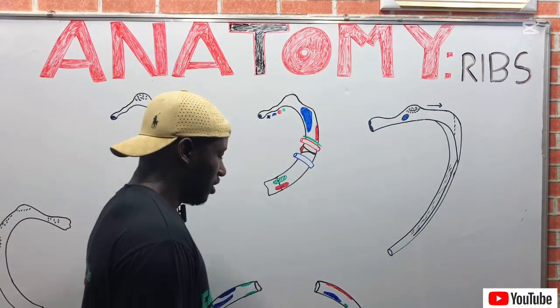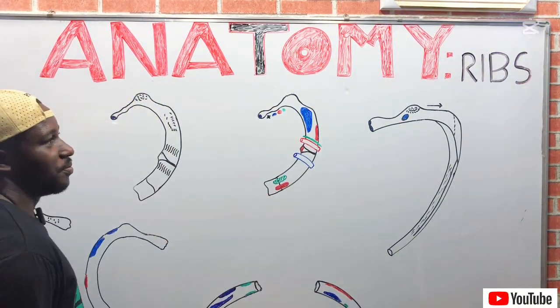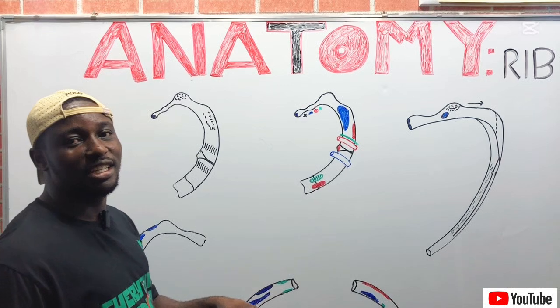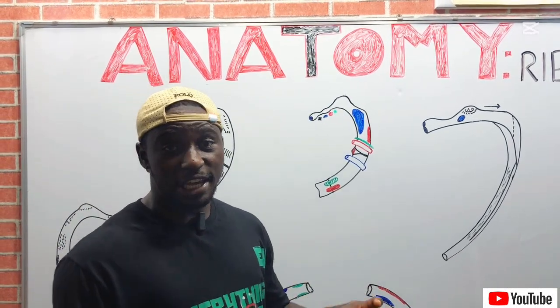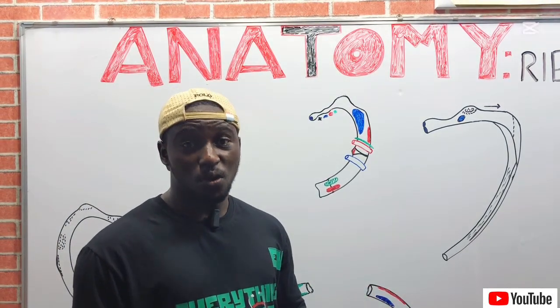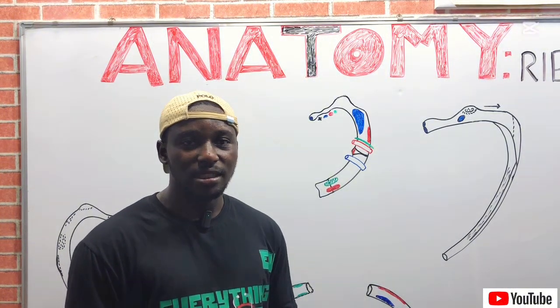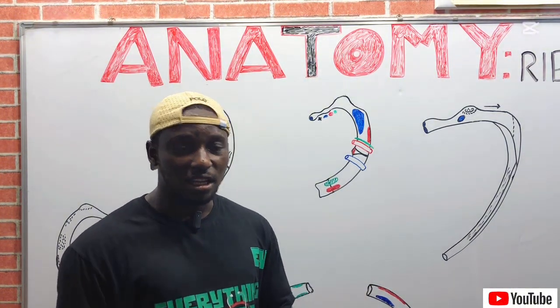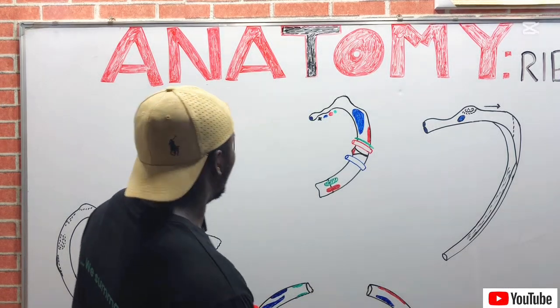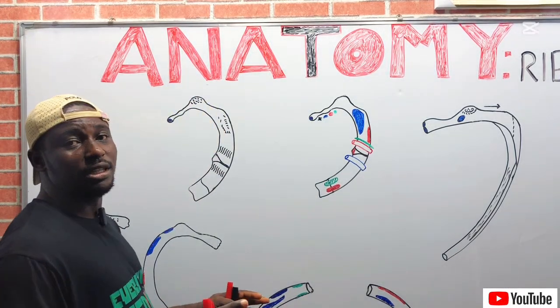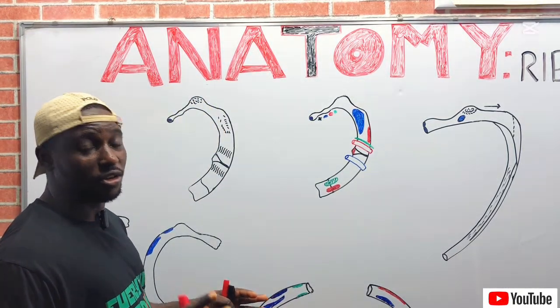So these are the ribs. We shall be discussing one of those bulky bony frameworks that constitute the skeleton of the thorax, which is called the thoracic cage. The first thing we shall be looking at is the introduction.